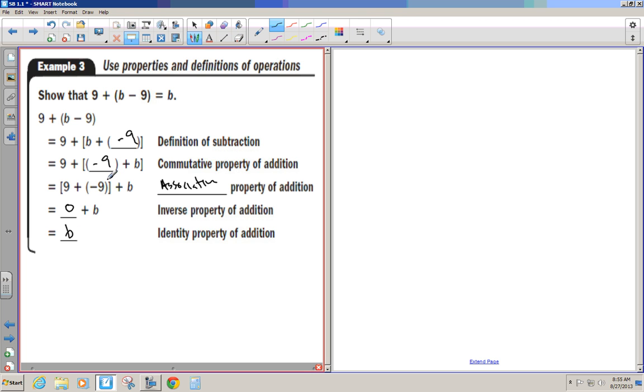Now, are you going to have to do this step by step in a quiz or a test or anything like that? No. You're going to have to look at this and be like, okay, 9 plus negative 9, this here becomes 0, so B equals B. That's what you're going to have to do.